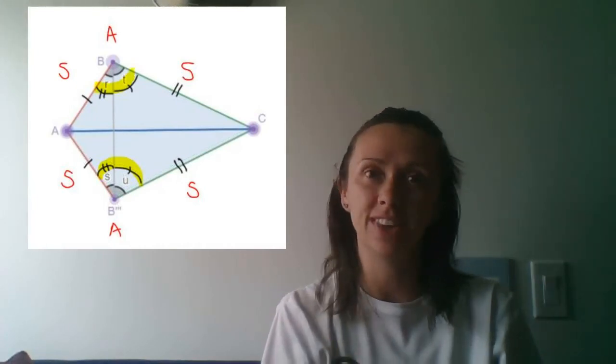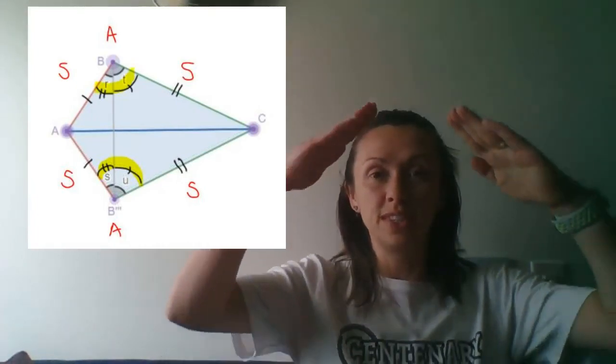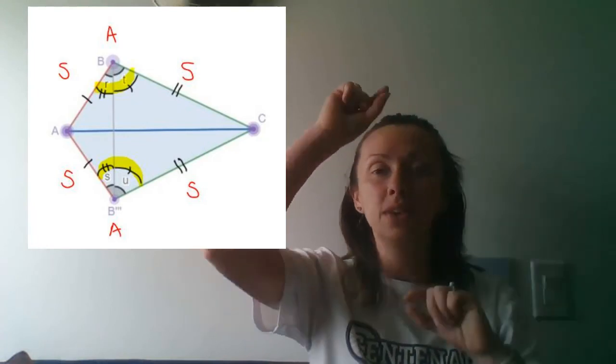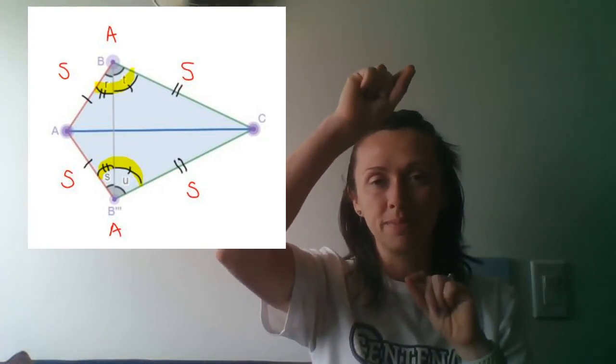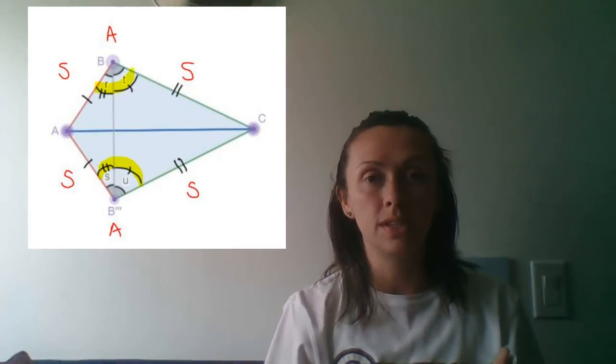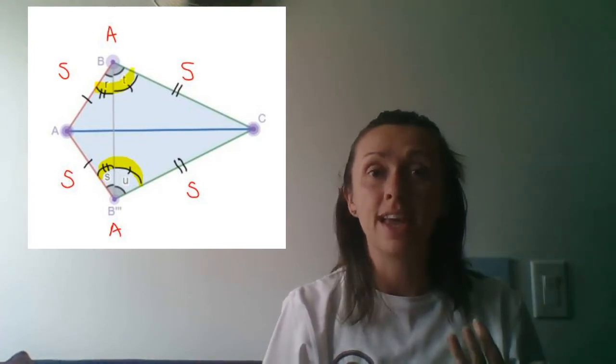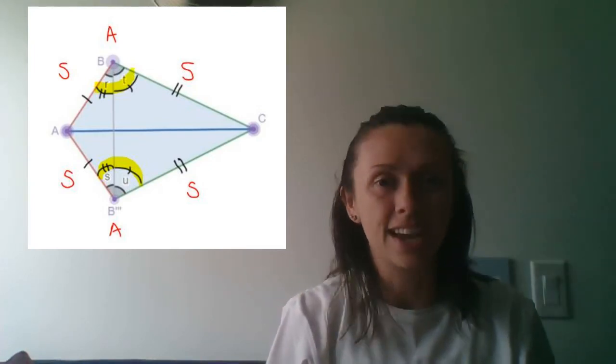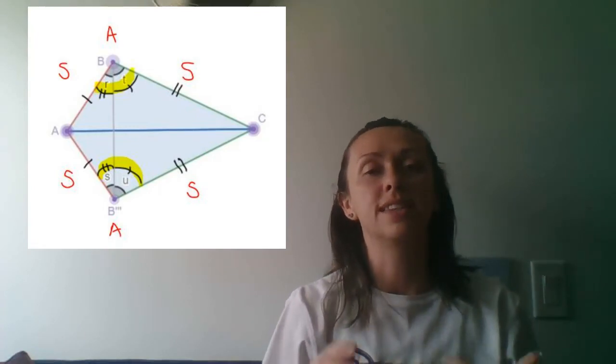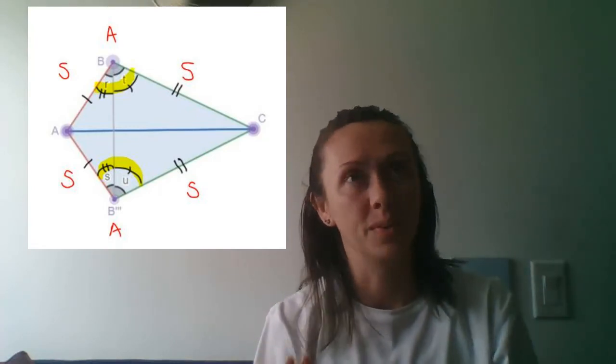Look at that. Did you realize that? There are two sides and we just showed the included angle, which is B and B prime. So we used rigid motions and side-angle-side to show why side-side-side works.